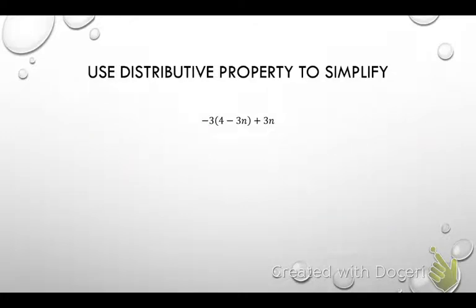Now we're going to practice distributive property. I tried to choose one that was probably on the more difficult side as far as distributive property, but we also have to work on combining like terms. So let's go ahead and do this problem. Remember, we must distribute before we can simplify.